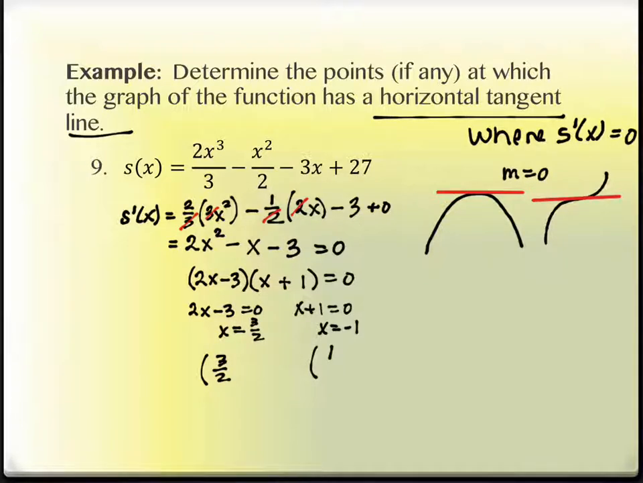3 halves, whoops, and negative 1 something. And I need to figure out what the ordered pair y value is for each of those. So I need to go up to the original equation I was given right here. And I have to actually evaluate this at 3/2, and I have to evaluate this at -1. So can I show you another cool calculator trick? Okay, so grab your calculator, put the original equation into y1. So 2x cubed over 3 minus x squared over 2 minus 3x plus 27.